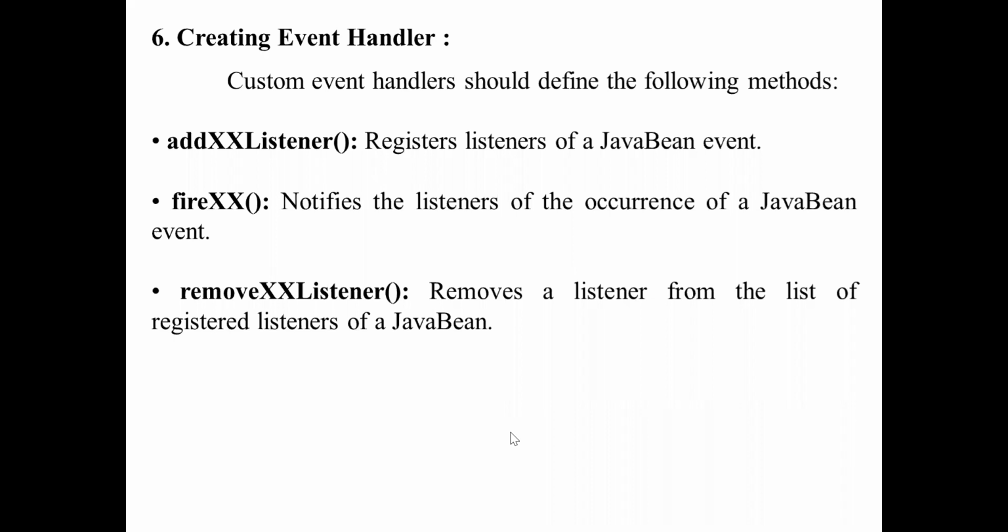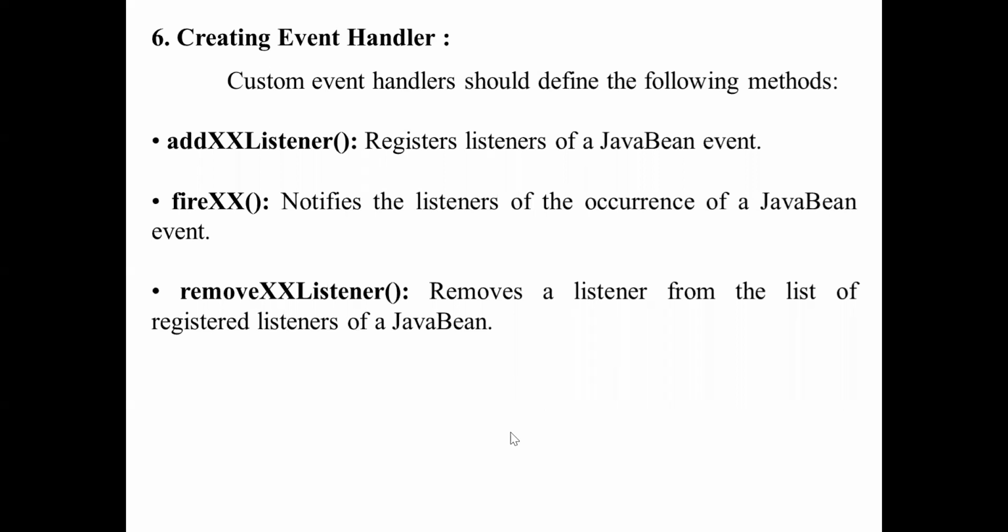So the first one is addXXListener. The second one is fireXX. The third one is removeXXListener. Fire is nothing but we can notify the listener. So when an error arises, how many types of notification will occur for the Java Beans event? That is fireXX.